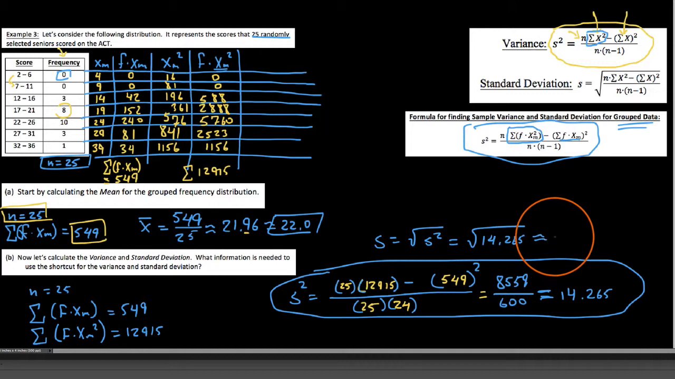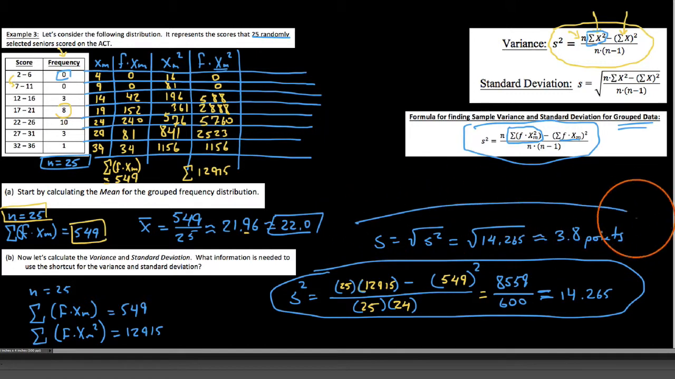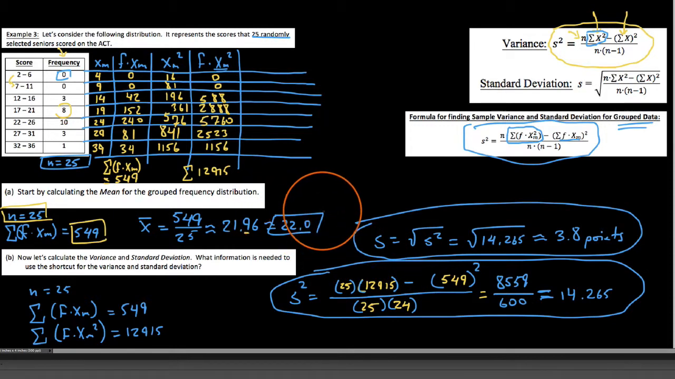So basically, what we have just discovered is this. I want to say points. Okay, we should be labeling these things here. Basically, we found out that the average score is about a 22-point score on this ACT, give or take about 3.8 points on average. And that is how you would calculate the standard deviation and the variance for grouped data.